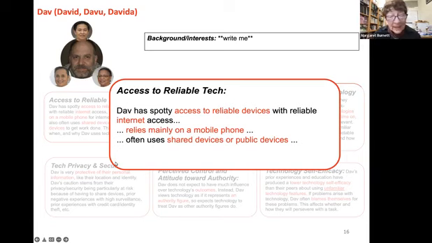So here, Dav has spotty access to reliable devices and spotty reliable internet access. Dav relies mainly on a mobile phone for tasks that other people might use laptops or desktops for. And Dav often finds themselves using shared devices or public devices. So that's Dav's sort of facet profile.